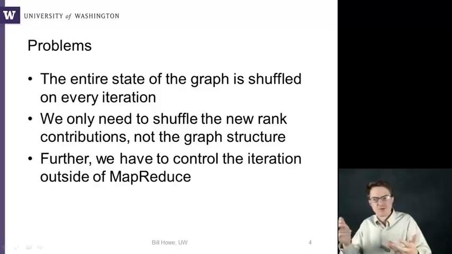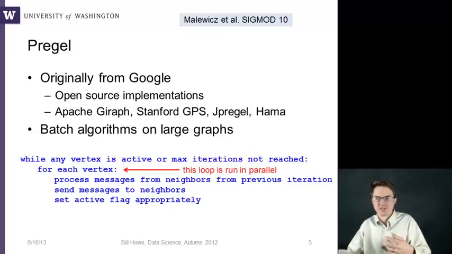Okay. And then also we have to control the iteration outside of MapReduce, including the termination conditions and just the logic itself. So for these reasons, and just to explore another programming model, Pregel was suggested also at Google in 2010. Since then there have been open source implementations, just like there was for MapReduce: Apache Giraph, and from Stanford a system called GPS, a system called JPregel, and Hama. This is really designed for batch algorithms on large graphs, so focused on graphs in particular.